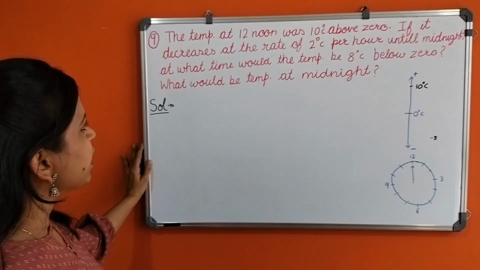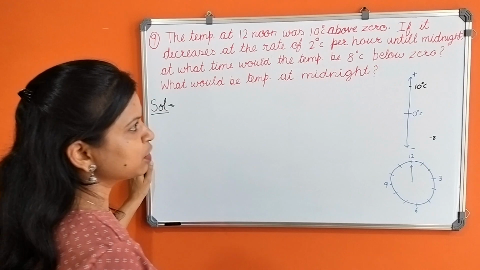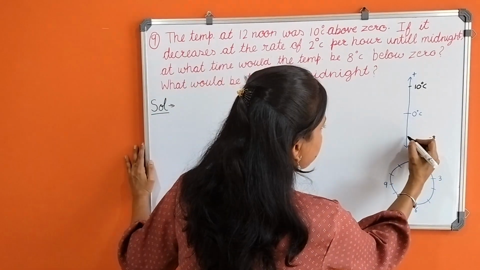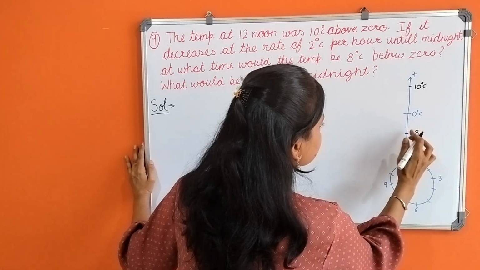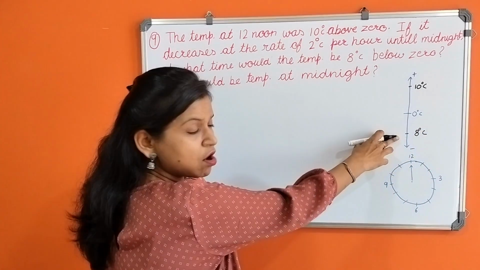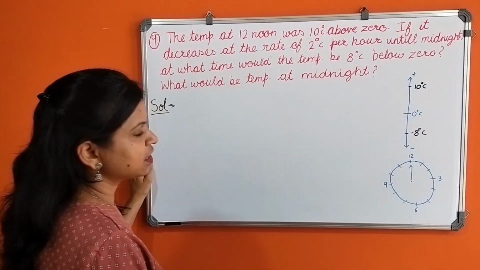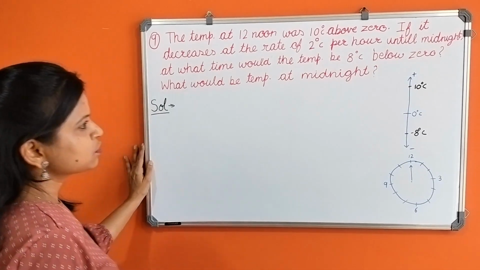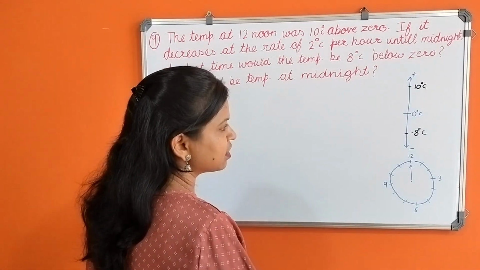So, what do we have to find? What time would the temperature be 8 degrees centigrade below 0? Means minus 8 degree here. Below 0, minus 8 degree. It will be minus 8 degree. Okay. So, we have to find what is the time when the temperature is minus 8 degree.